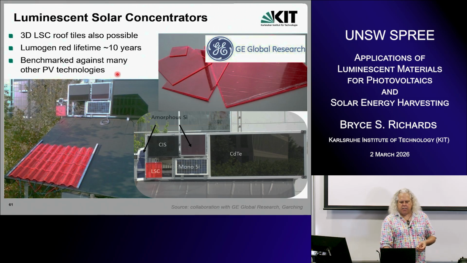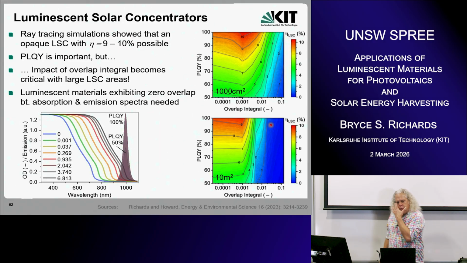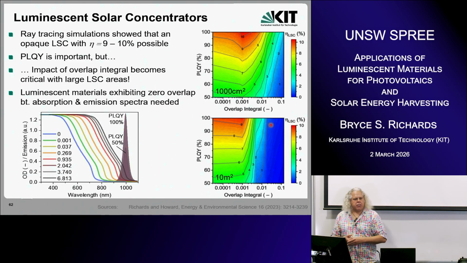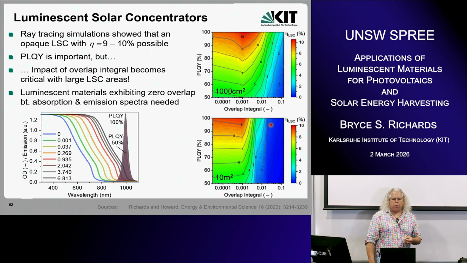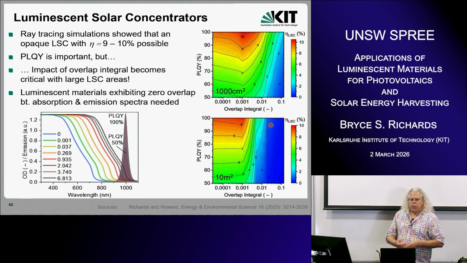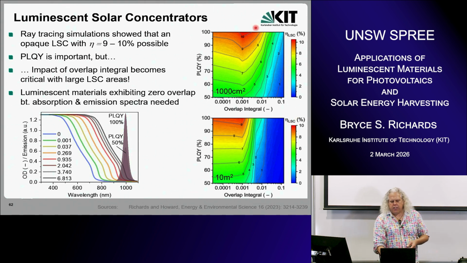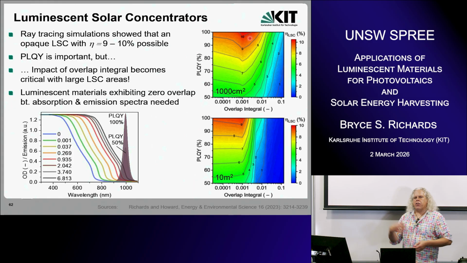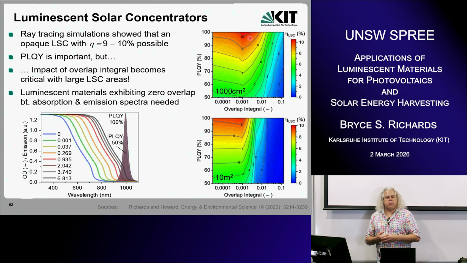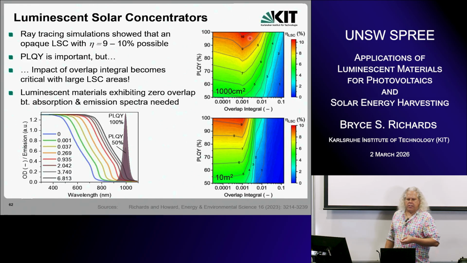And the nice thing here is that although I can't say too much because GE owned all the results, there are some quite nice photos about how they benchmarked the luminescent solar concentrator technology against many other technologies at the time. And then we did some ray tracing simulations to find out, well, what are the real showstoppers here? And the results show on the graph here that you can indeed get up into this red region approaching 10% efficiency with the luminescent solar concentrator if you fulfill one or two criteria.